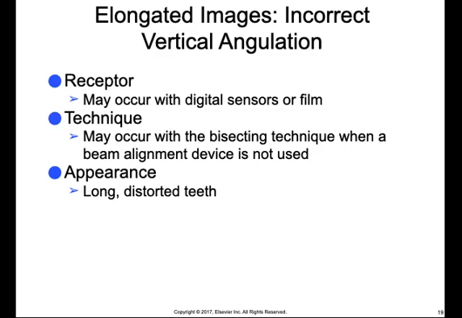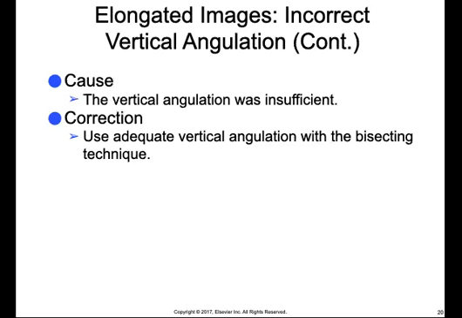This means that the occlusal plane is not parallel to the floor and that the film is not against the tissue. Basically, there is poor film placement. So you have poor film placement in addition to the vertical angulation that will give you these elongated images. Again, the cause was that the angulation was insufficient. So it was too flat, not vertical enough. The correction is to use adequate vertical angulation with the bisecting technique.